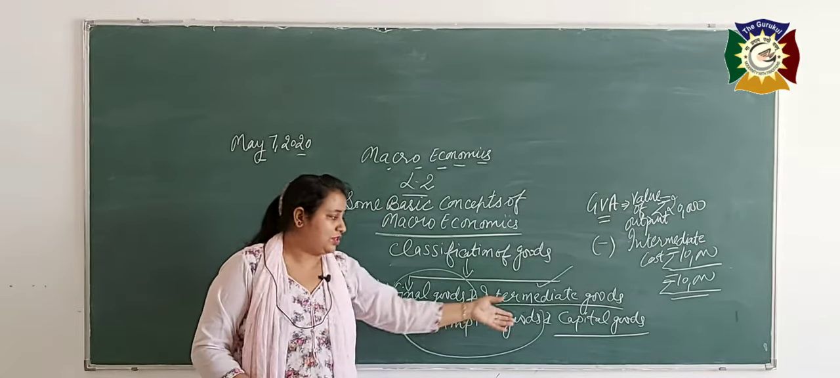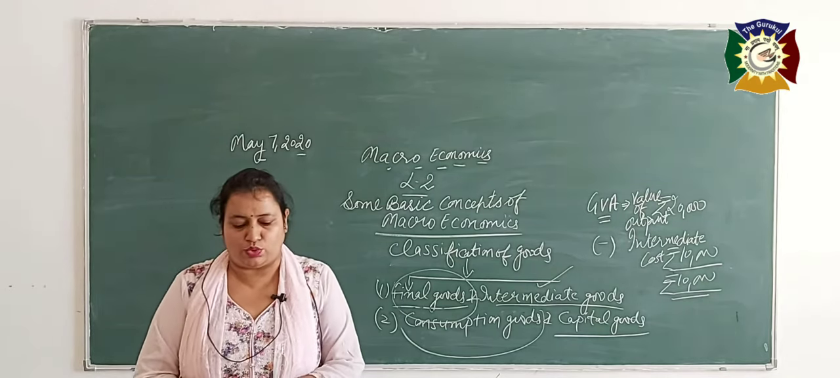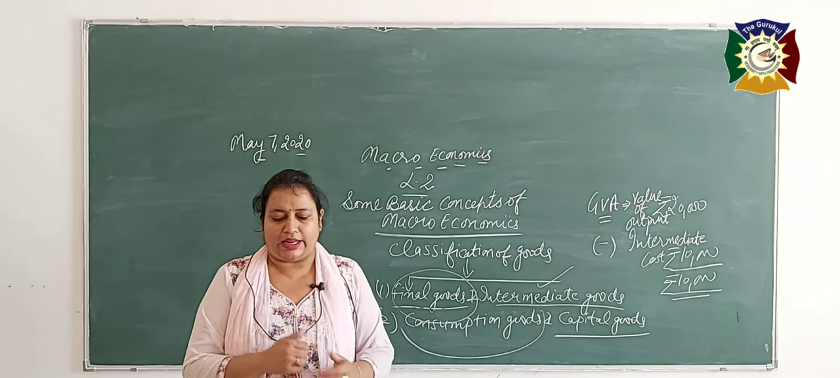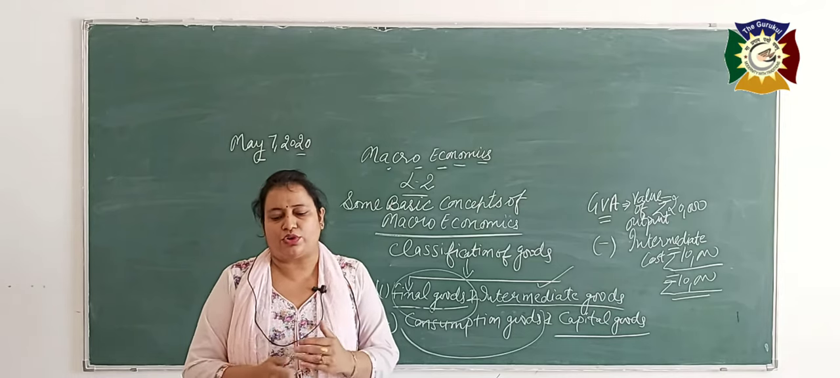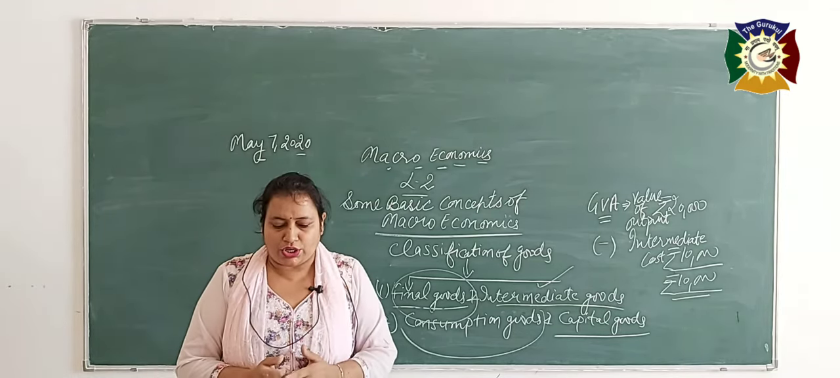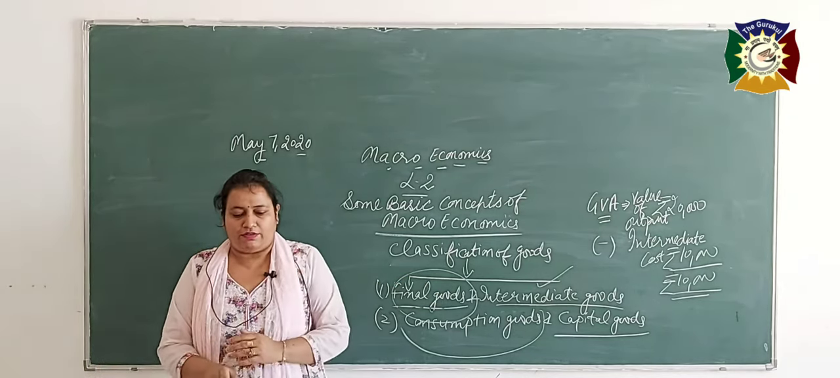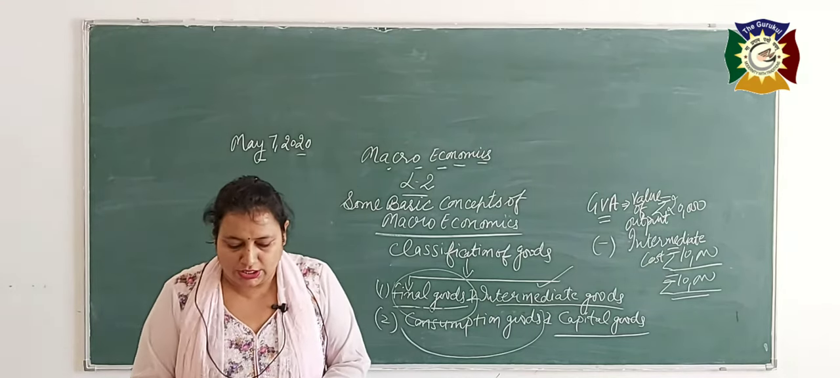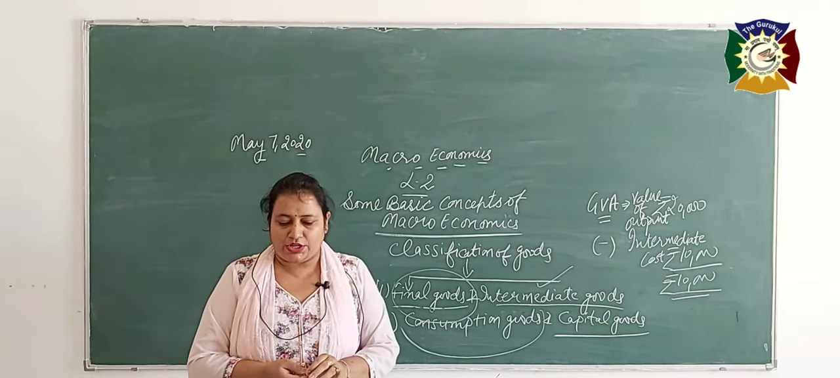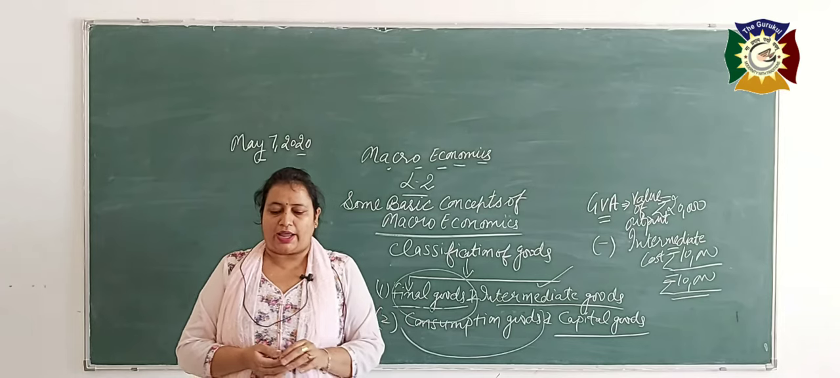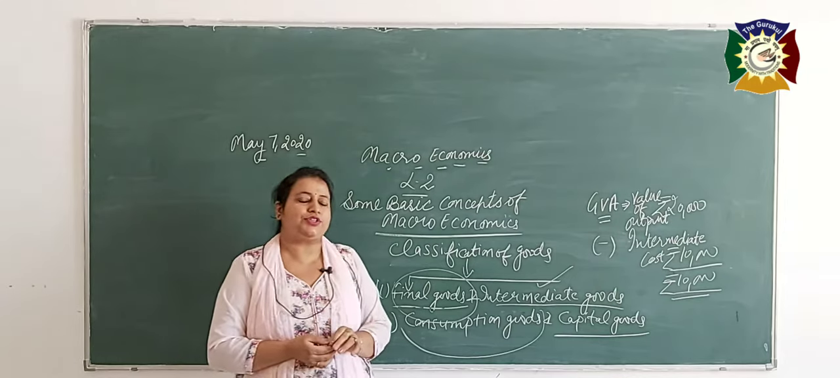machinery. So one question can come: distinguish between consumption goods and capital goods. Consumption goods directly satisfy wants. Capital goods do not directly satisfy human wants. Expenditure on consumption is known as consumption expenditure. Expenditure on capital goods is known as investment expenditure. Higher production of consumption goods leads to a higher level of welfare of the people. It raises their quality of life. Higher production of capital goods means higher production capacity in the economy. It is the backbone of GDP growth.